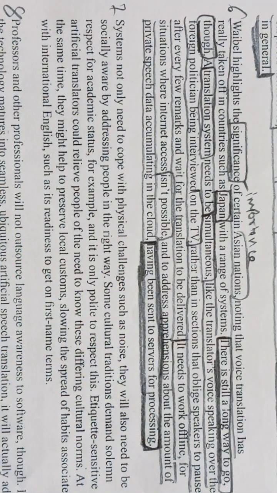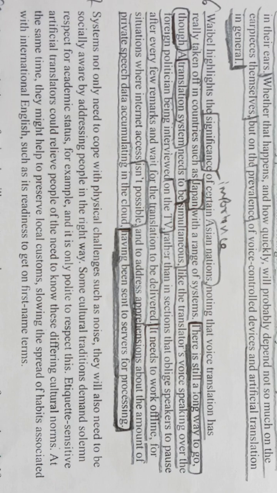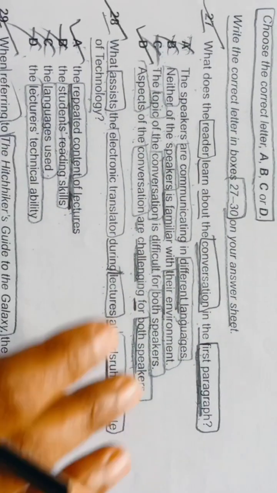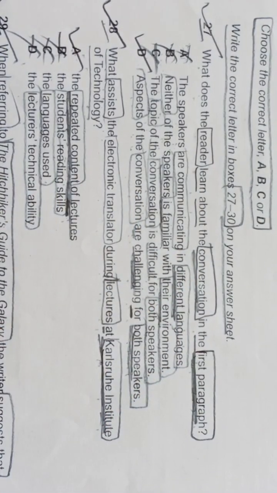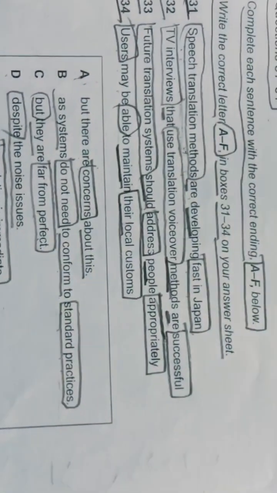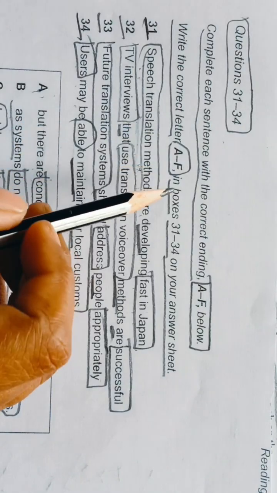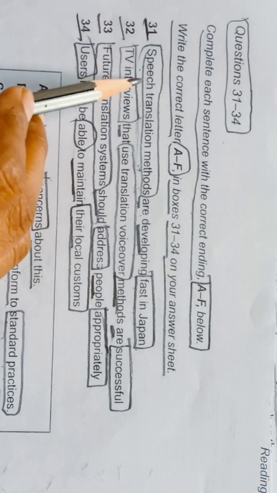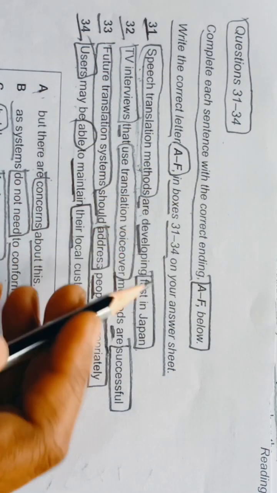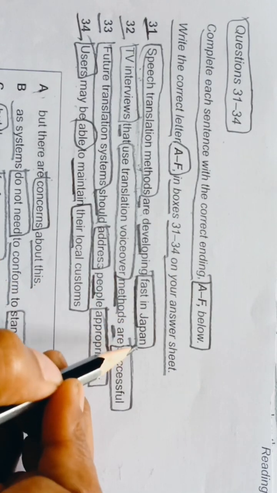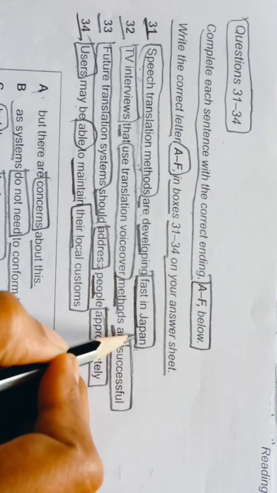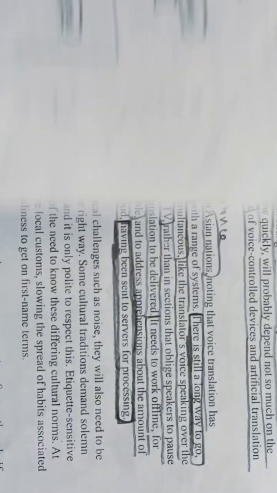Okay, let's see our questions. So we have completed our MCQs. Okay, and our first question: incorrect ending is speech translation methods are developing fast in Japan. So we have seen this keyword Japan. Okay, here.